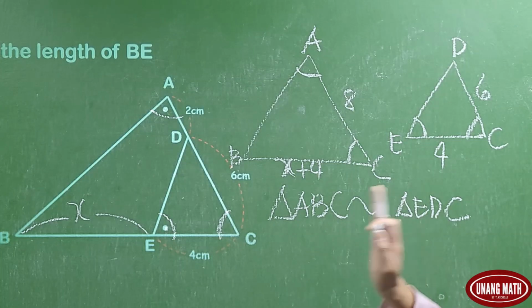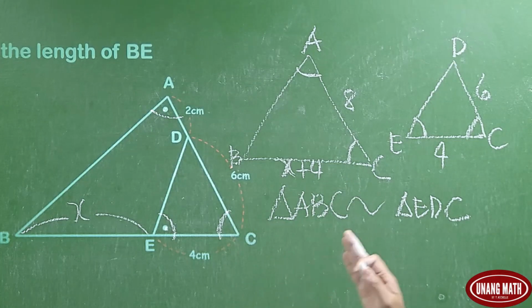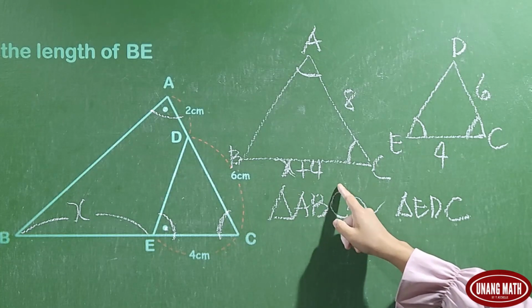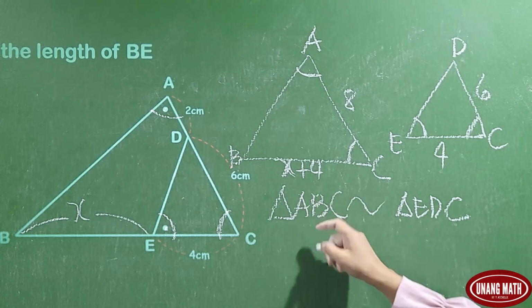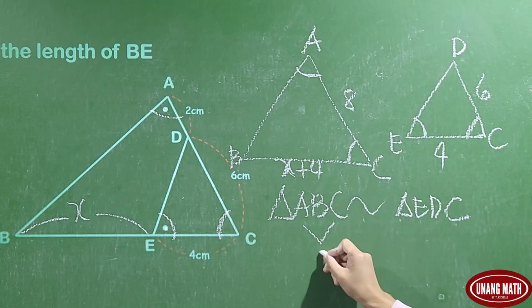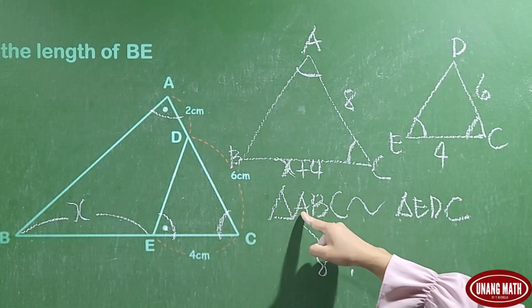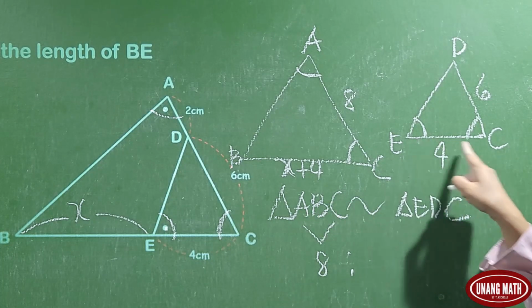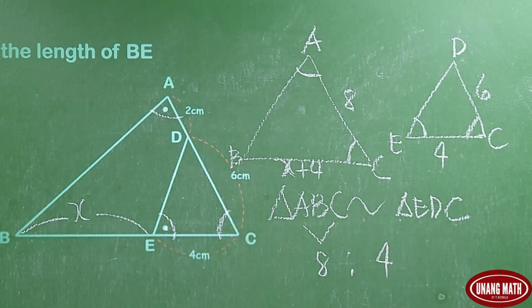First we have to find the ratio of the lengths of the corresponding sides. So AC, EC. It's given that side AC is 8 centimeters. What about the corresponding side, which is EC? It's 4 centimeters. So we have 8 is to 4. And if we simplify, then the ratio now is 2 is to 1.